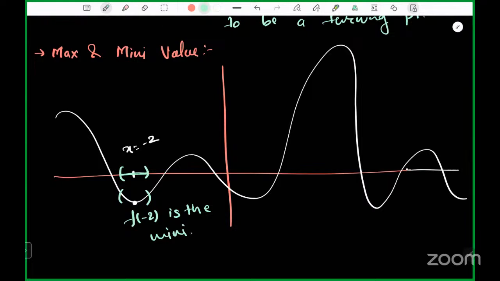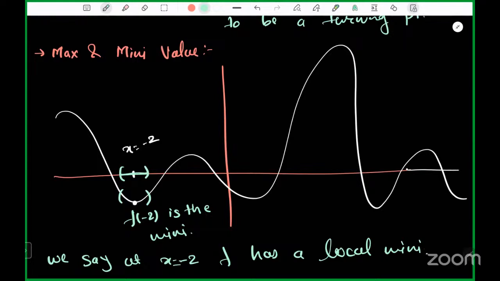Such points are known as local minimum points, or local minima. So we say at x equals minus 2, f has a local minimum. A function can have more than one local minima or more than one local maxima.